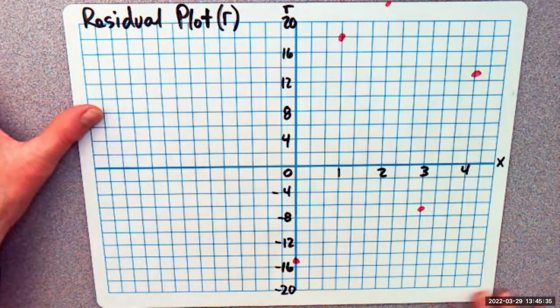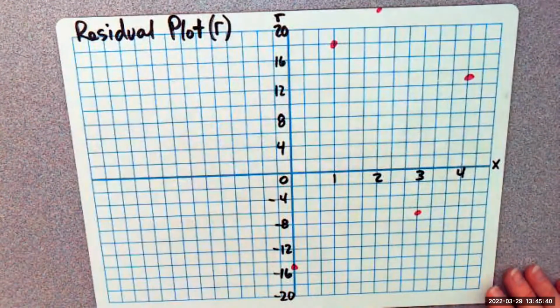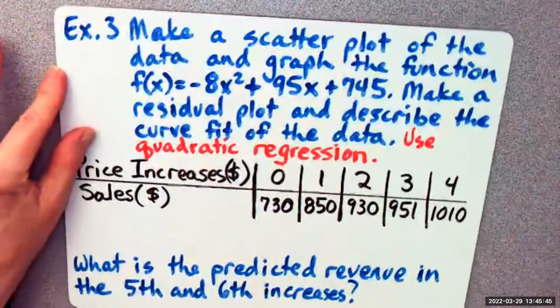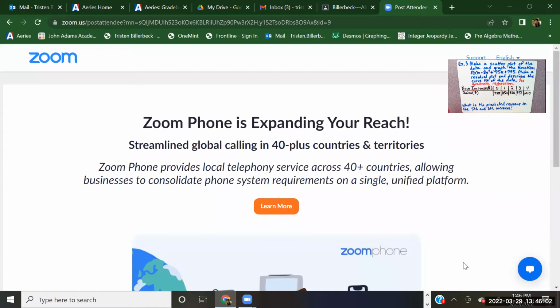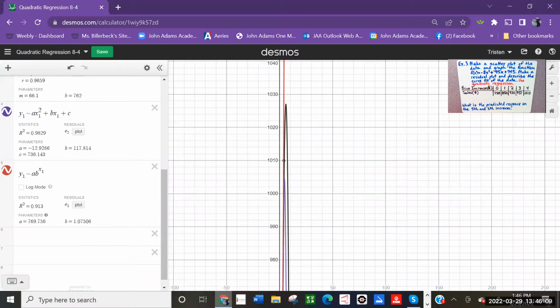All right, so let's go to Desmos now and analyze this problem that we have, and we can kind of predict what we're going to have in the 5th and 6th increases. All right, let me share that screen. Okay, here we go.